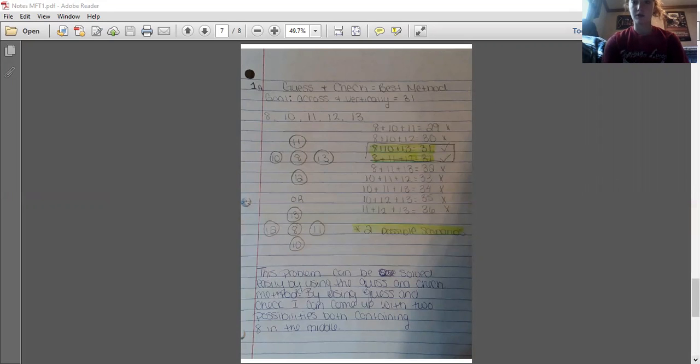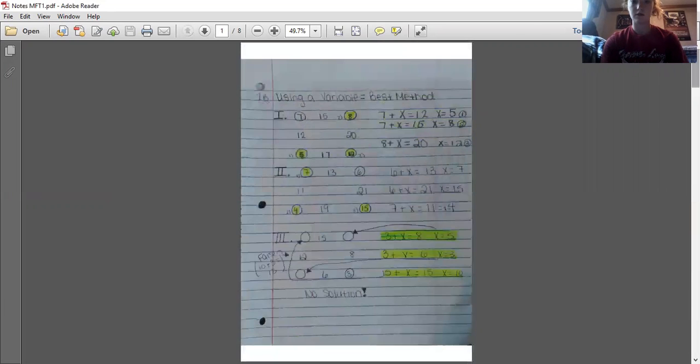In part B, to complete the listed diagram, your best method of problem solving is using a variable. Each diagram provides you with enough information to create an equation to solve for the missing numbers in each circle. So you can see here, the highlighted circles are where there were no numbers. So I started off with 7 plus x equals 12.